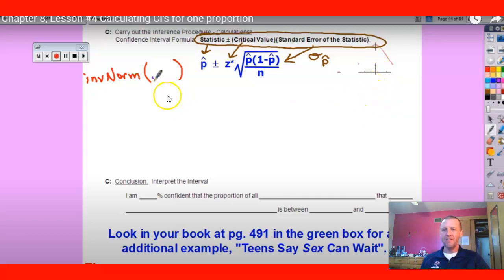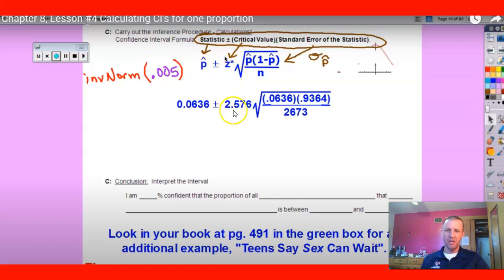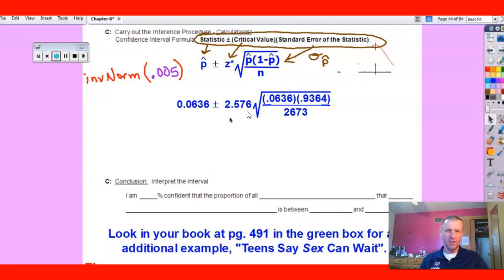G. Half of 1%, we do an inverse norm with 0.005, because that's half of 1%. And that will tell us what Z star should be. It ended up being 2.576. You go out 2.576 standard deviations, you capture 99% of the values.